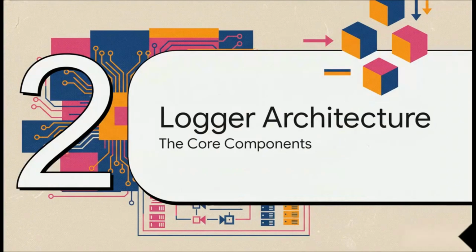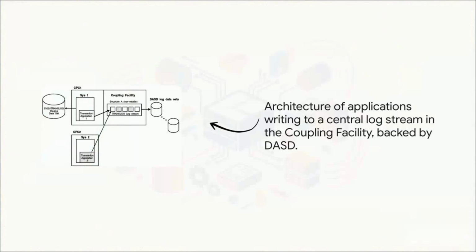Okay, so we know what it is. Now let's get into the fun stuff, how it's actually put together. We're about to break down the core components of the logger architecture. This diagram here gives us a fantastic bird's eye view. You can see the applications on the left, writing their data into this central log stream, which then gets safely tucked away on permanent disk storage. But the real magic is in the details, right? So let's pull this whole thing apart, piece by piece.